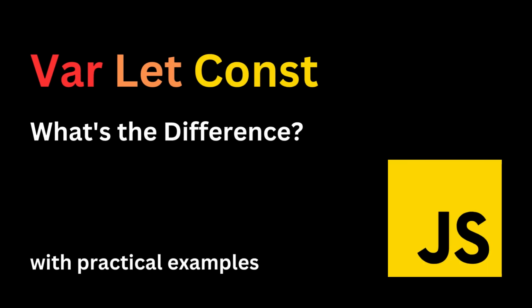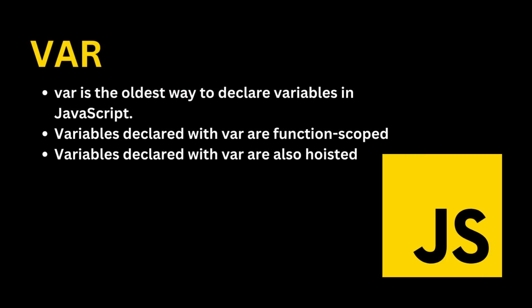In JavaScript, let, var, and const are used to declare variables, and they have different behaviors and scoping rules. Let me explain each of these concepts. Var is the oldest way to declare variables in JavaScript.